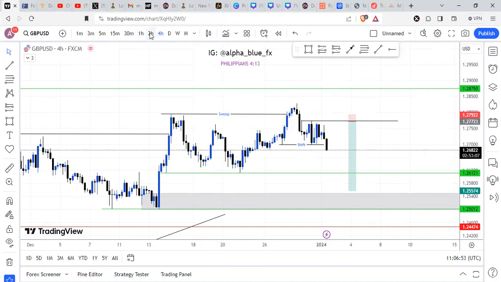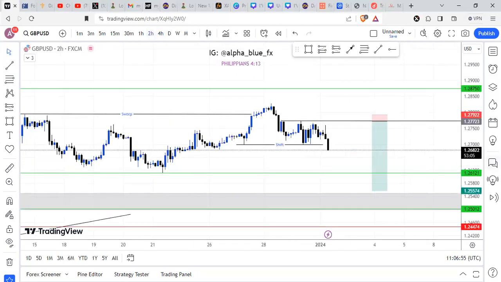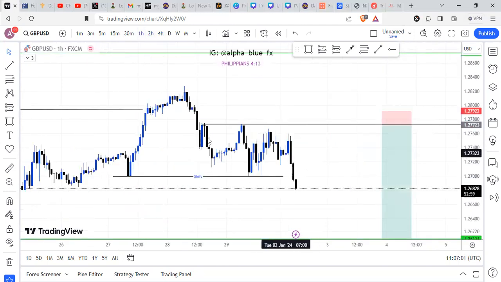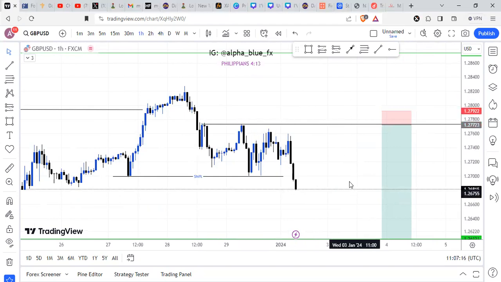So I'm going to go down to the lower time frame. This is the 2 hour. You see what it looks like. This is the 1 hour. See what it looks like. So this is like a liquidity, engineered liquidity. This is a manipulation, right? This is a consolidation or accumulation. So I'm just waiting for the price to come back here, manipulate this area, and then it sells off.